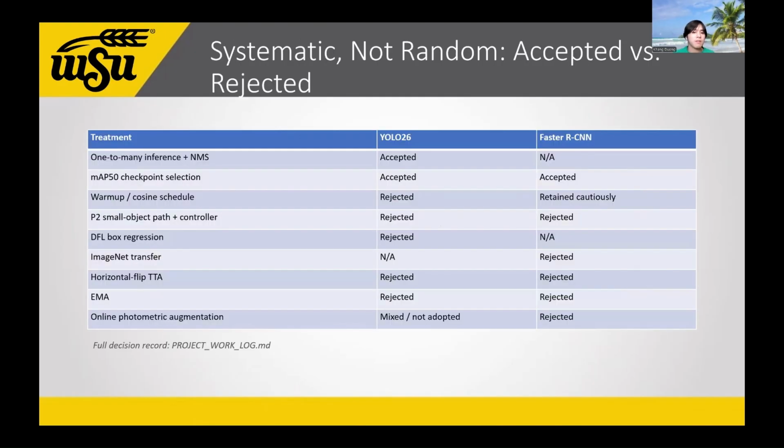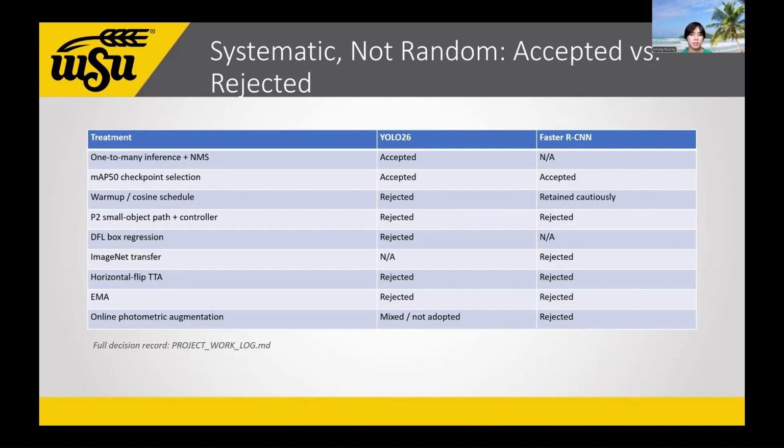The table is my evidence that this was systematic optimization, not random experimentation. Every treatment was tested and explicitly accepted or rejected. One-to-many inference and mAP50 checkpoint selection were accepted for YOLO26. mAP50 checkpoint selection was also accepted for Faster R-CNN.